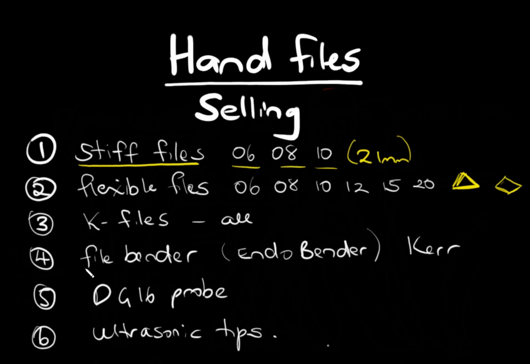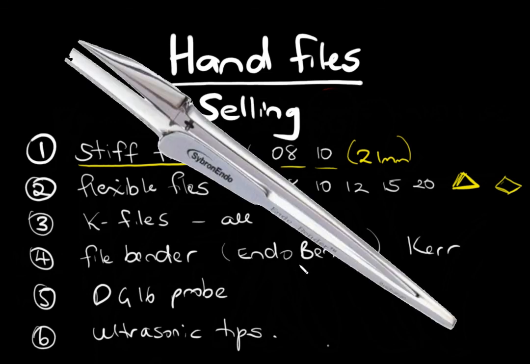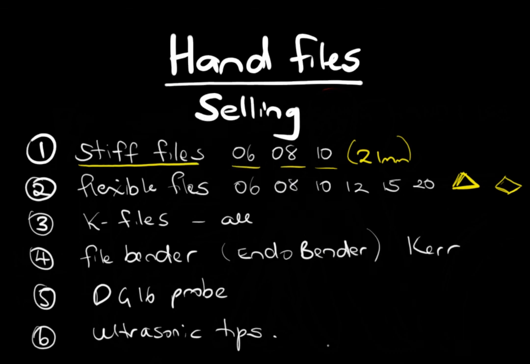Then you can sell them a file bender. We talked about pre-bending files, and the file bender can create any bend, whatever the curve you want. It's a little bit hard to describe on a video, but it makes either very tiny curves in the last 2 to 3 millimeters of the flutes, or it can make a longer, more gradual curve. DG16 probe, don't forget that. And for those people who really want to get into stuff, you can start to sell ultrasonic tips, which is a little bit more advanced, but really very, very useful for endo.